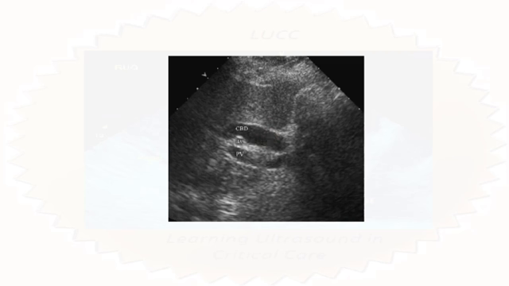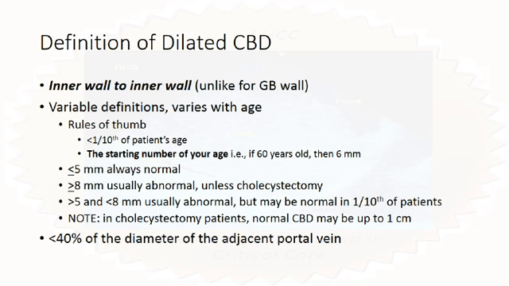You also have an objective definition for common bile duct dilation. The first thing is you have to measure the inner wall to the inner wall. So that's actually a measurement. Remember, for the gallbladder wall, we had the definition as outer edge to outer edge of the wall. Here, it's the inner edge of the anterior wall of the CBD to the inner edge of the posterior wall of the CBD.